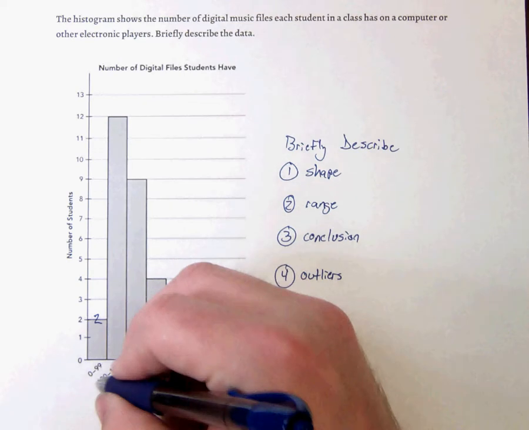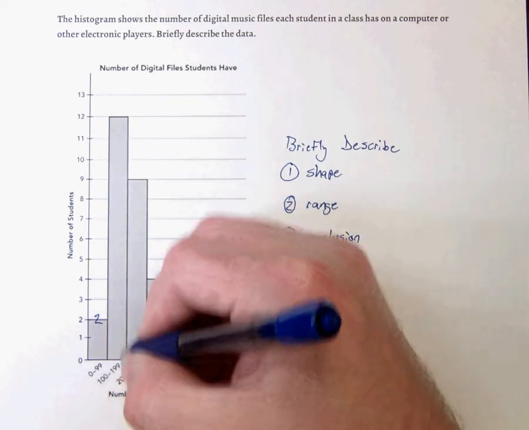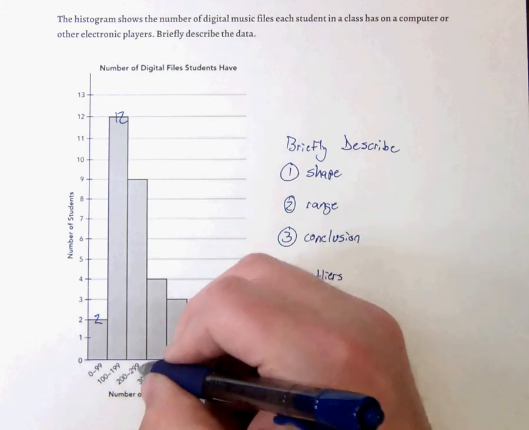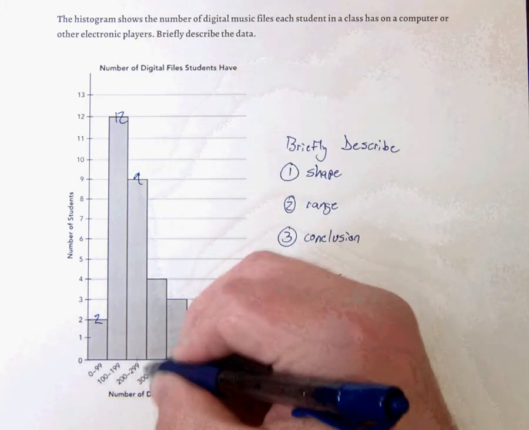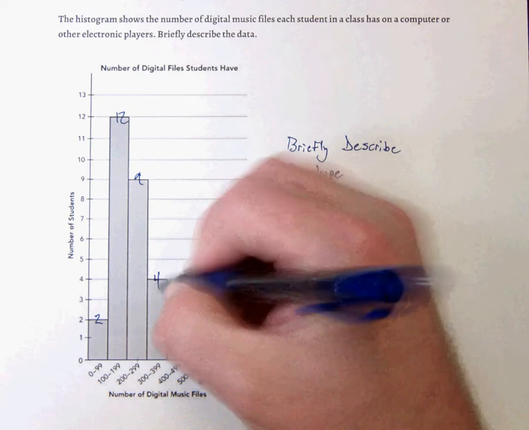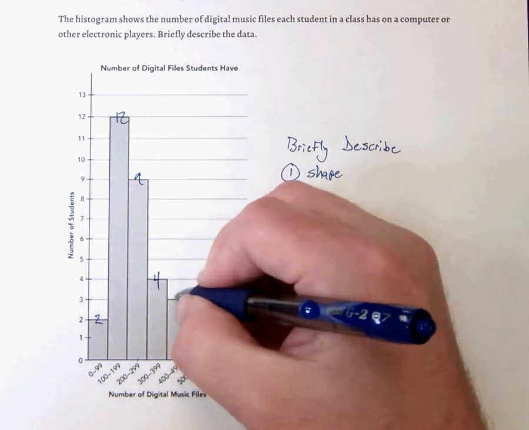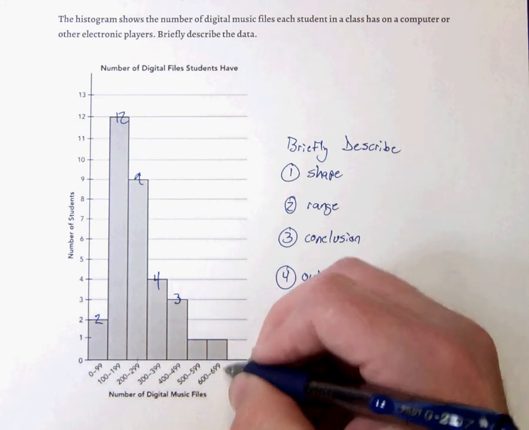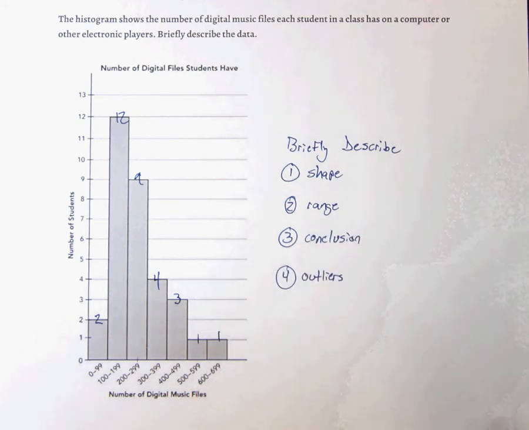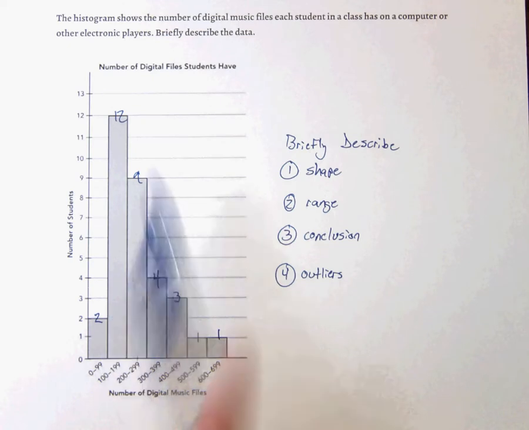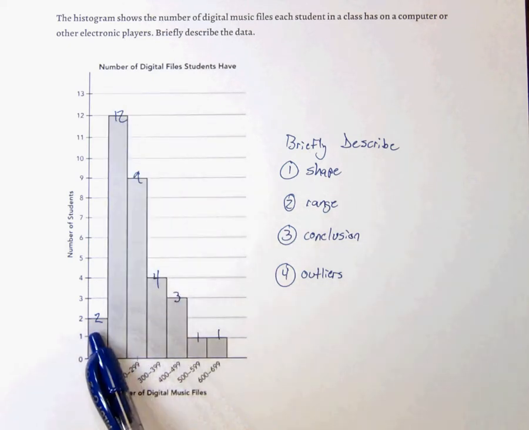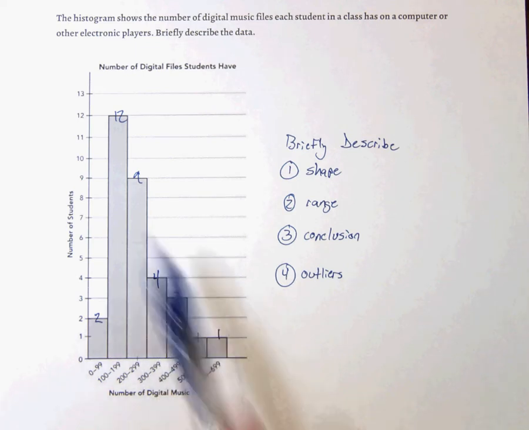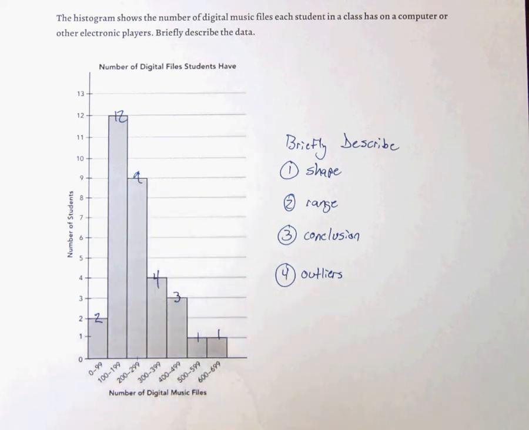12 kids. Then 200 to 299, 9 kids. 300 to 399, 4 kids. 400 to 499, 3. Then 500 to 599 and 600 to 699 are both 1 kid. So, how many kids are there? 12, 14, 18, 19, 20, 29, 33, 32. It looks like 32 kids. Hopefully I did not count wrong. That would be shameful. I'm a math teacher.